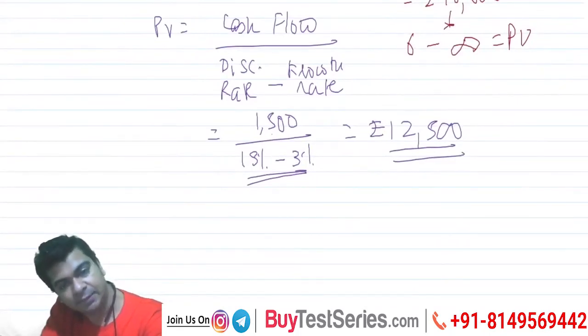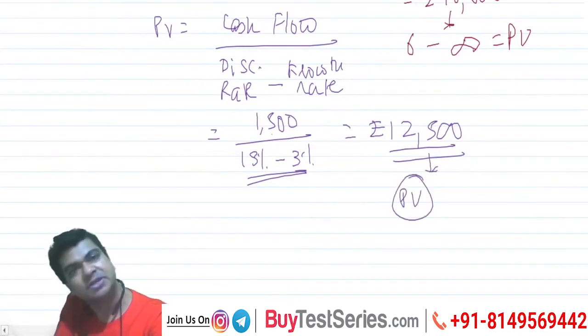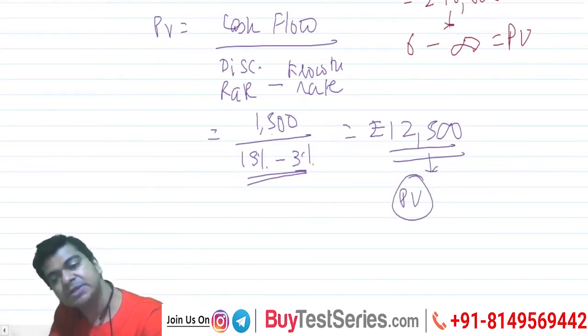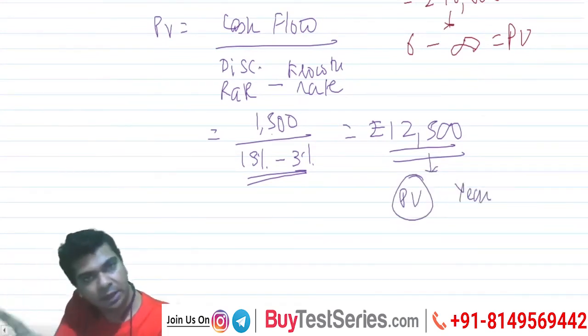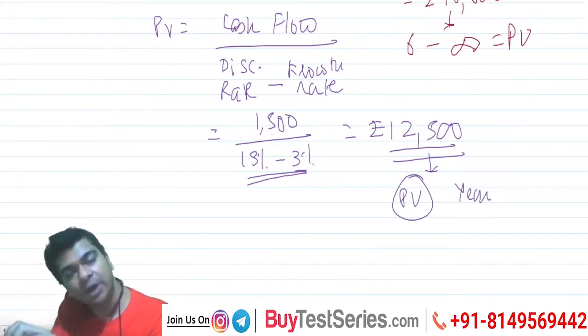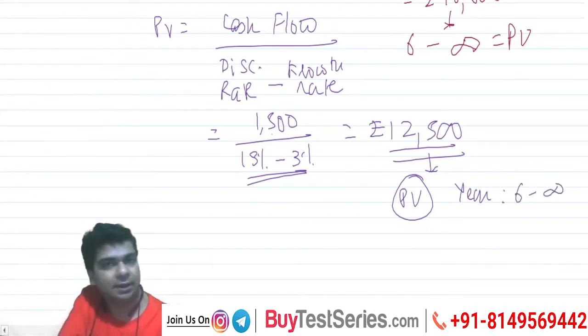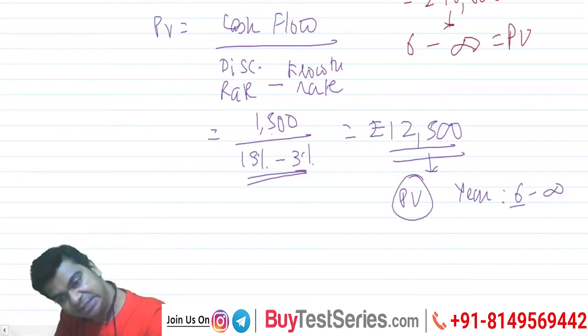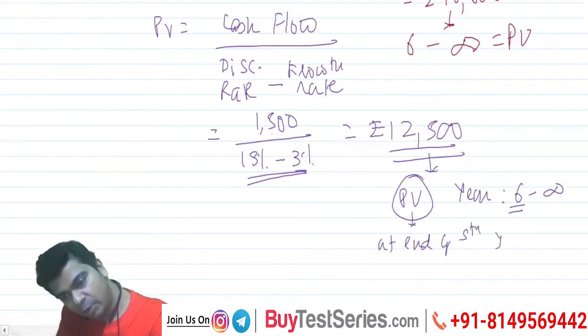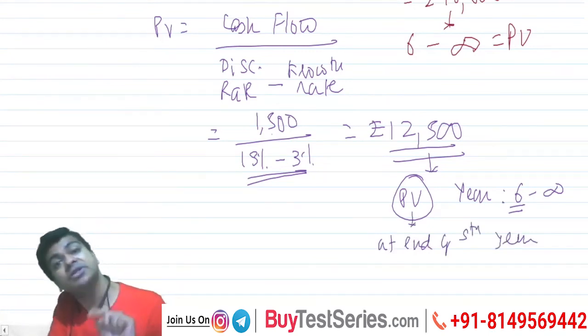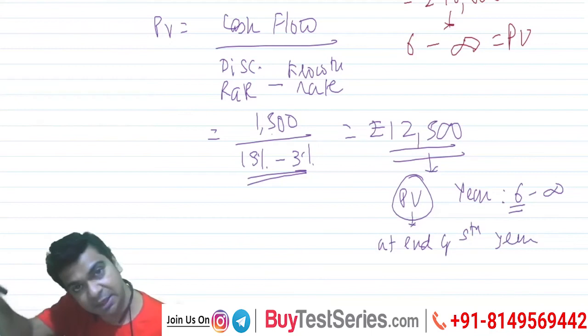As you can see here, when we say 12,500, 12,500 is present value only. But this is present value from year, in our example, we were taking explicit forecast period as 5 years. So this is present value for year 6 till infinity. From 6 to infinity, right? So this is present value at end of 5th year. Get my point? It is at the end of the 5th year because it is representing year 6 till infinity.